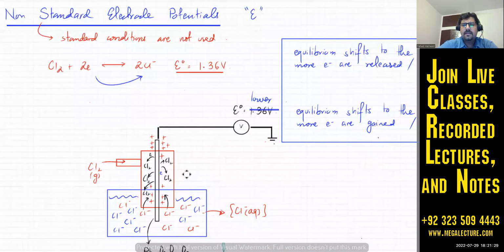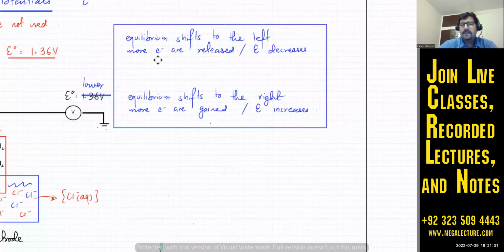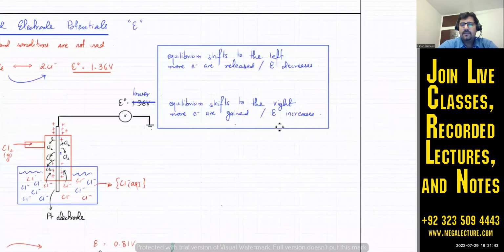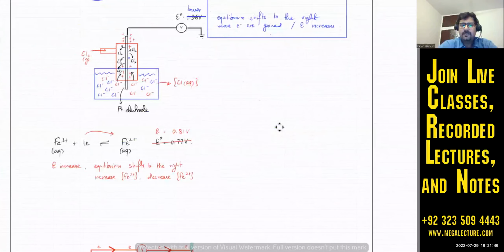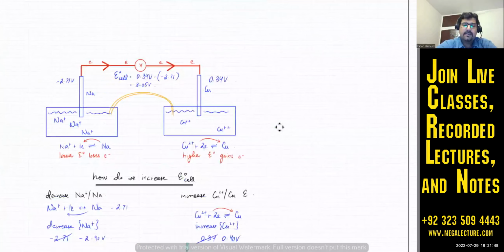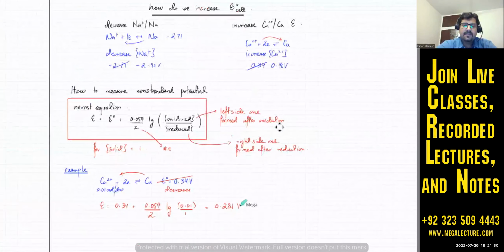If it shifts to the left and more electrons are produced or released, the potential will decrease. If the equilibrium shifts to the right, with whatever you do with the conditions, electrons are gained and the potential will increase. So the equilibrium will shift forward or backward, plus you can calculate the new potential.